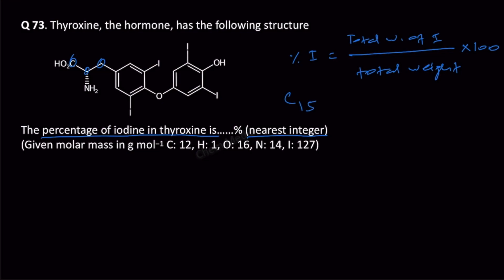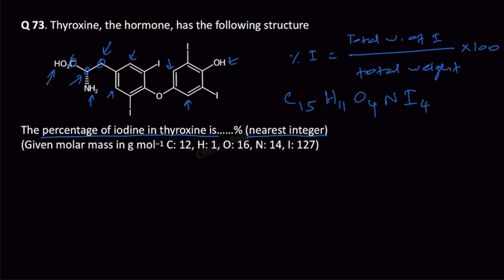We have how many hydrogen atoms? We have 1 here, and then 2, and then 3, 4, 5. We have 2 hydrogen atoms here, 7. We have 2 hydrogen atoms here, 9. There is 1 more hydrogen atom here, 10. There is 1 hydrogen atom here. So 11. We have 11 hydrogen atoms. We have 4 oxygen atoms. We have 1 nitrogen atom, and we have 4 iodine atoms. So that is the molecular formula.